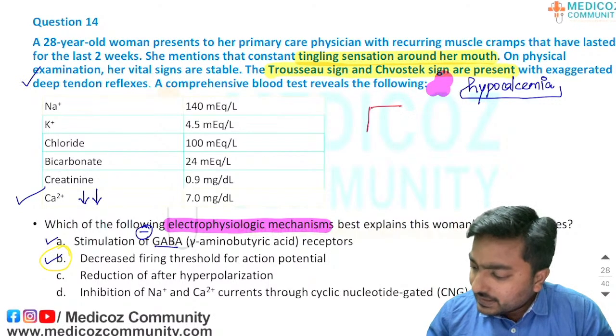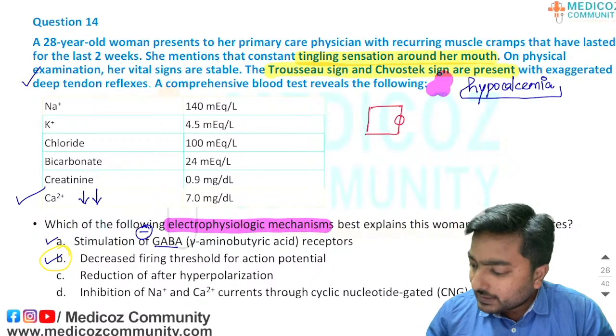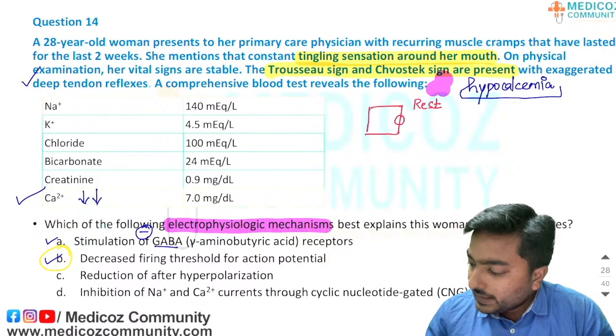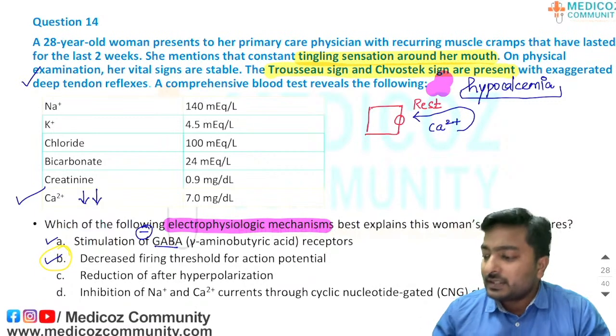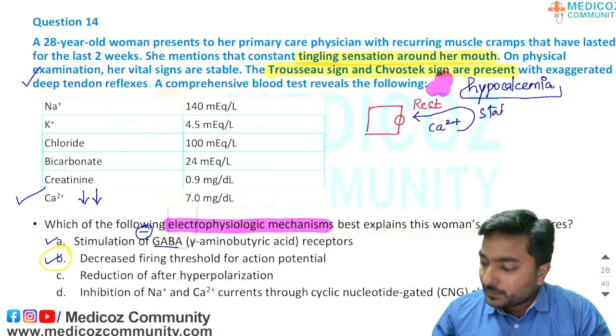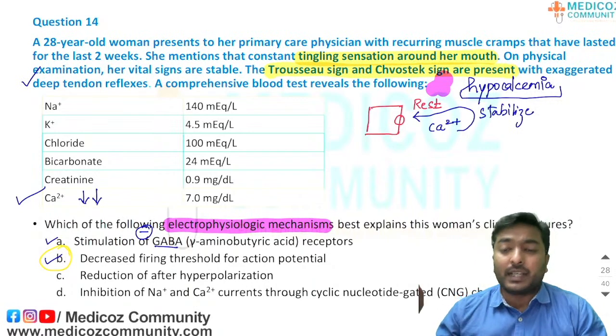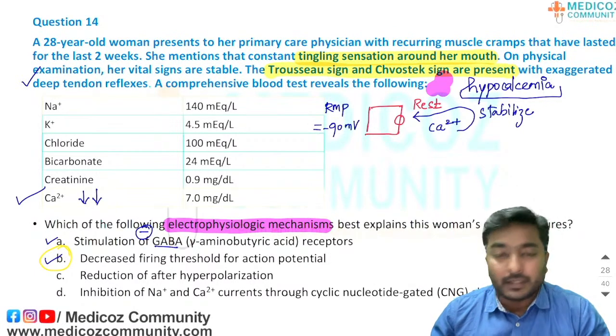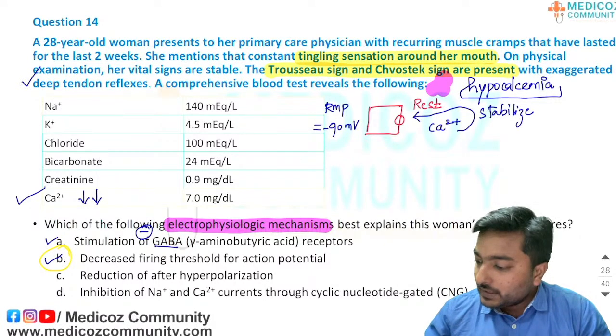Imagine this is a cell and this is the sodium channel at a resting state. This is the cell at a resting state and this is the sodium channel, and whenever we have calcium in a normal range, this calcium goes and tries to stabilize the sodium channel. It stabilizes these sodium channels, and the resting membrane potential of this cell, for example, is found to be minus 90 millivolt.